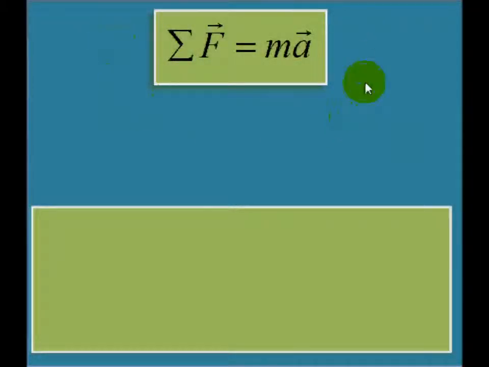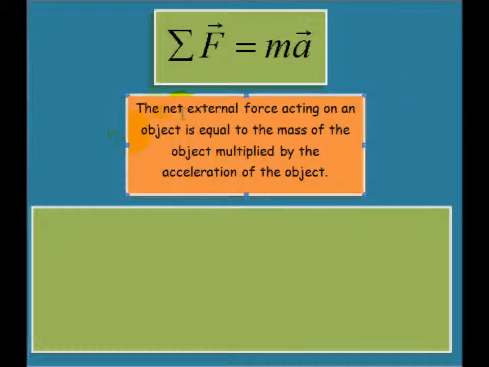This is Newton's second law. What it says is this. The net external force acting on an object is just equal to the mass of the object multiplied by the acceleration of the object. This law tells us several things. One thing it tells us is the acceleration of an object is pointed in the same direction as the net force acting on the object. And it also tells us some other things.